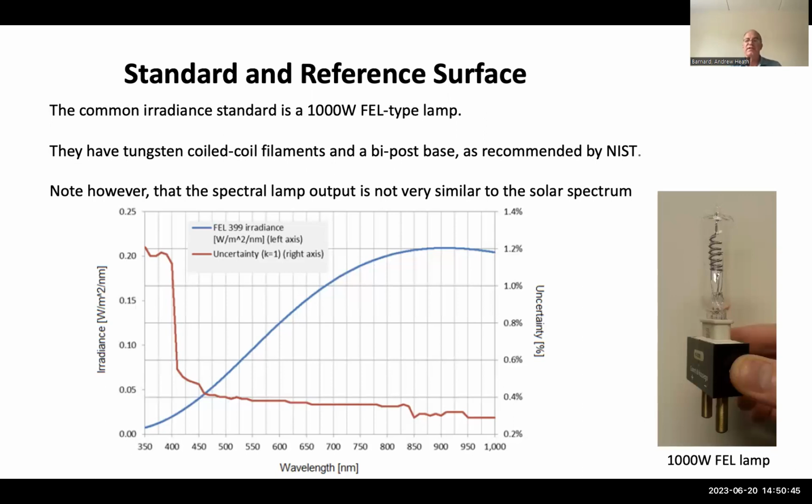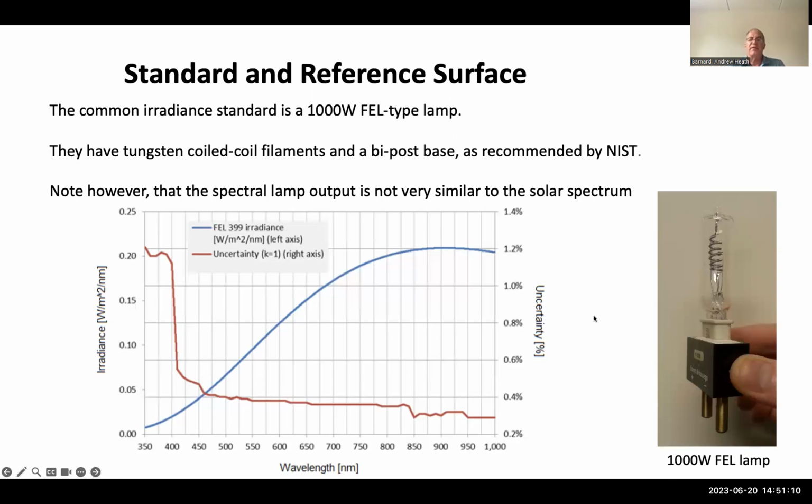Typically, you can purchase these from many different vendors. You buy these FEL lamps, they already come calibrated against NIST standards, and you get a data sheet that describes the spectral radiance coming out of the FEL lamp, usually at one set distance, usually about 50 centimeters away from it.